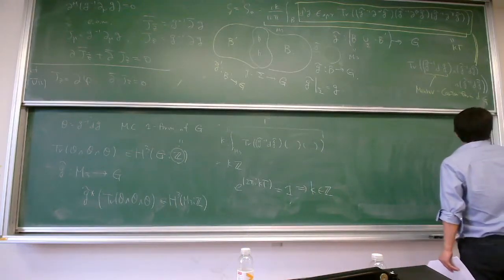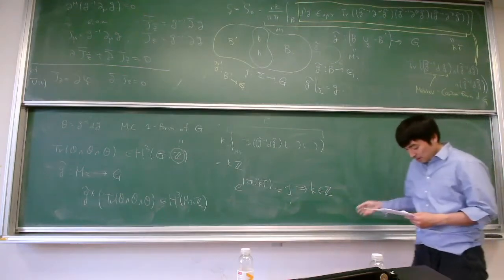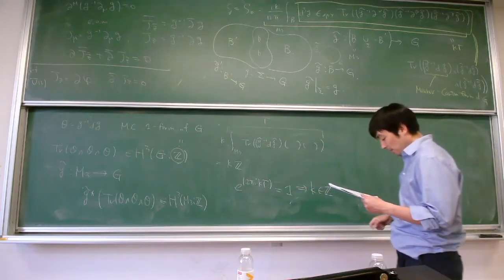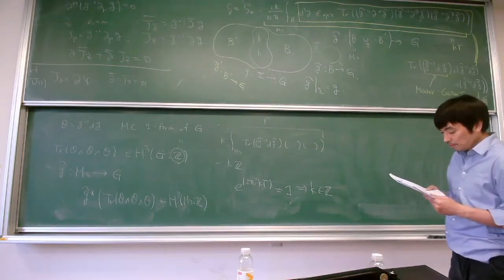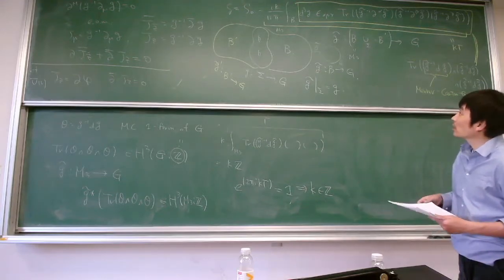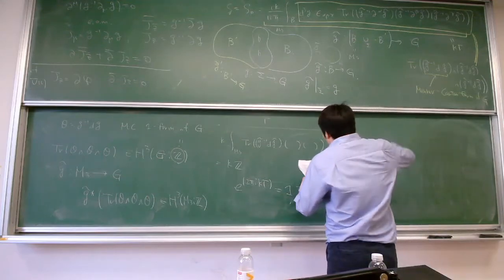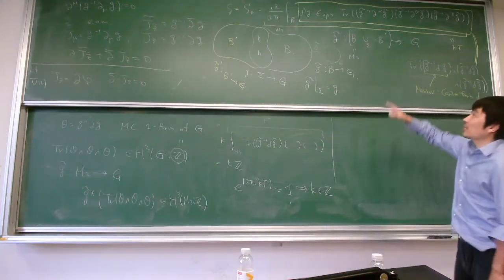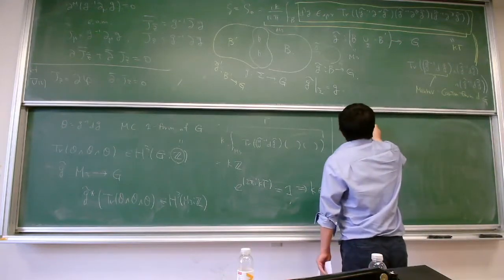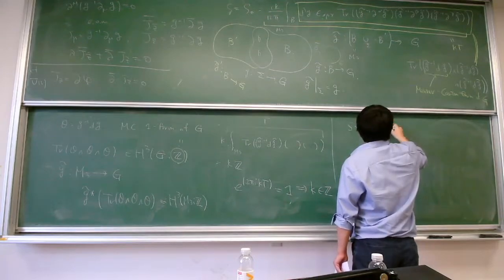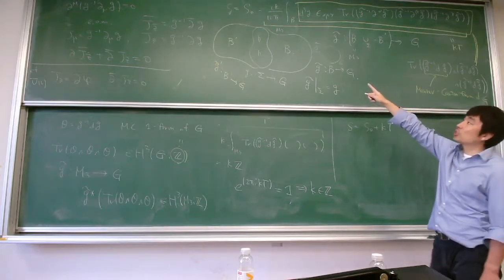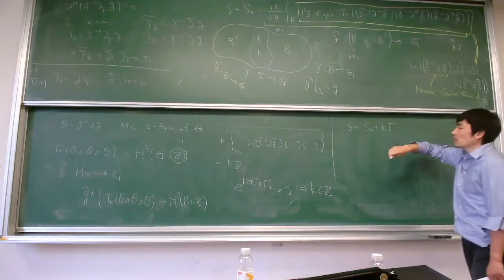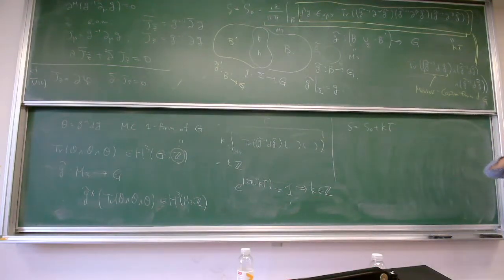I'm not careful about the question at all, but everything is well defined, if you are careful about the question. So now you can consider, now we understand this action S is equal to S0 plus k gamma. Indeed, k gamma is well defined, independent of choice of B and B prime and the extension. If you take K, K is an integer.